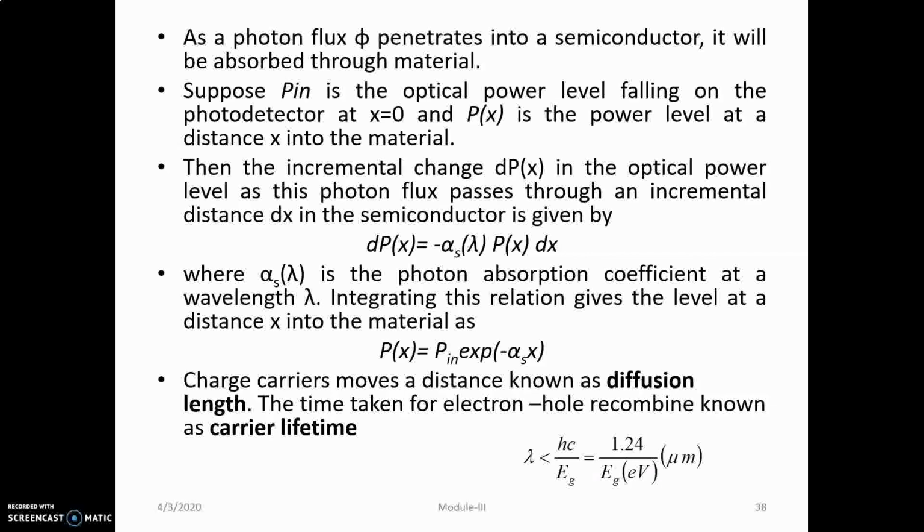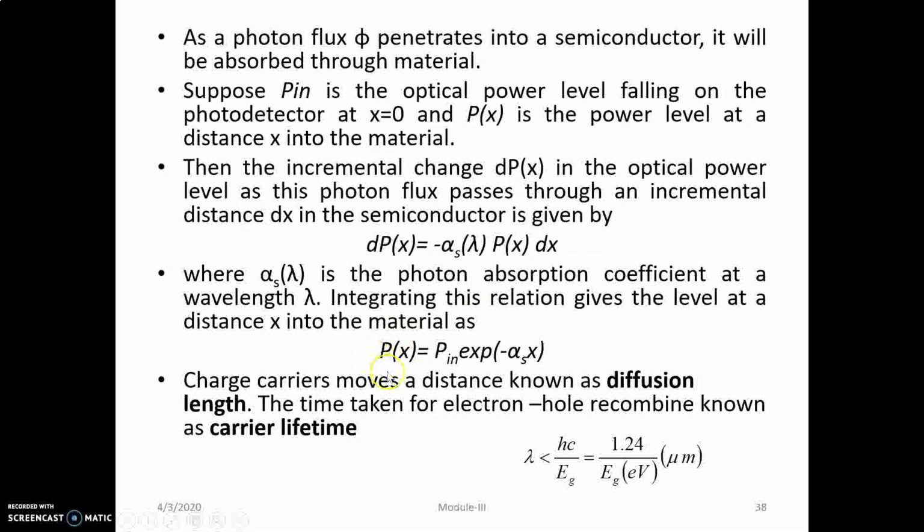So a small change in the power level, that is dP(x), in the optical power level as this photon flux passes through the incremental distance dx in the semiconductor, is given by dP(x) equal to minus alpha s of lambda times P of x dx, where alpha s of lambda is the photon absorption coefficient at a wavelength lambda. Integrating this relation gives the power level at a distance x into the material as P of x.